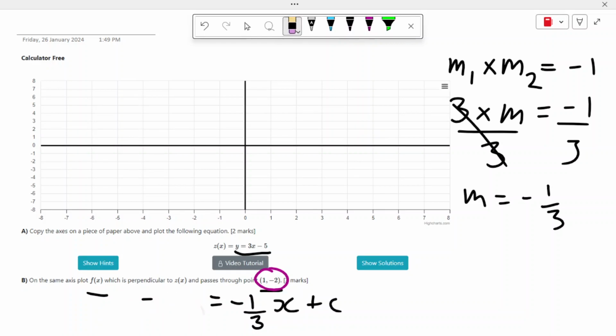Just to save space, I'll get it here. So we've got minus 2 times by 1. Okay, quickly rearranging for this, we can say that c, well, first of all, I start over here, so anything times by 1 is that. So we can say that c is equal to minus 2 plus 1/3.